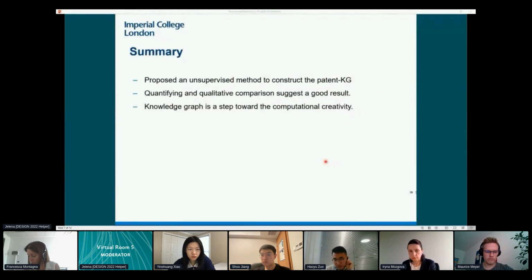So in summary, so far for our research program, we have proposed an unsupervised method to construct the pattern KG. We conducted a quantifying and qualitative analysis. The comparison result is showing a good result. So with our unsupervised method, we can build a large-size knowledge graph, which also has ideal quality. This is a basic step toward our next move, computational creativity, to generate ideas automatically.